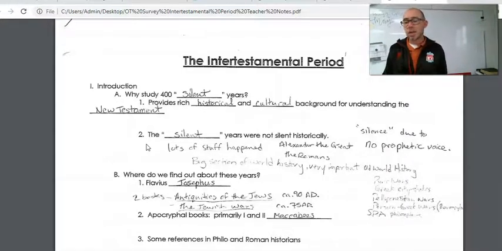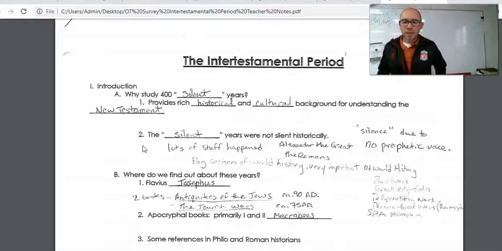So the silence is due to no prophetic voice here. Malachi says, lest I come and smite the land with a curse. And then it's nothing until John the Baptist shows up. No real biblical prophets, men sent by God to deliver the message of God, because God had told them it's going to be a certain amount of time and then Messiah will come.